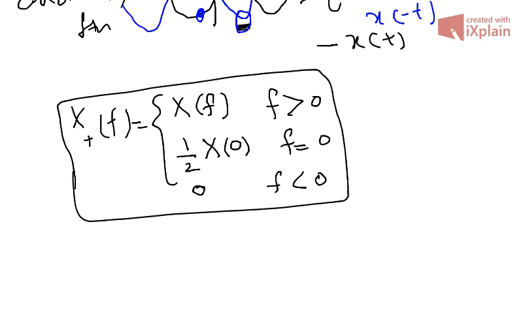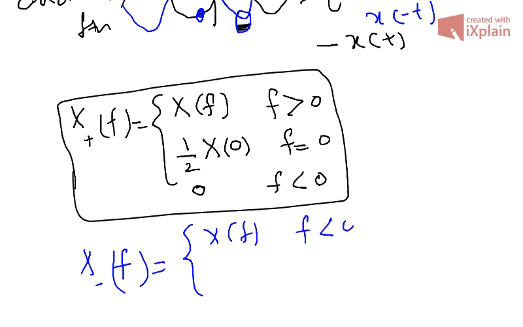And x negative, the negative spectrum, we define as this one. It is the same as x of f for f less than 0, half at the origin, and 0 when the frequencies are greater. So this is the definition for the negative spectrum.